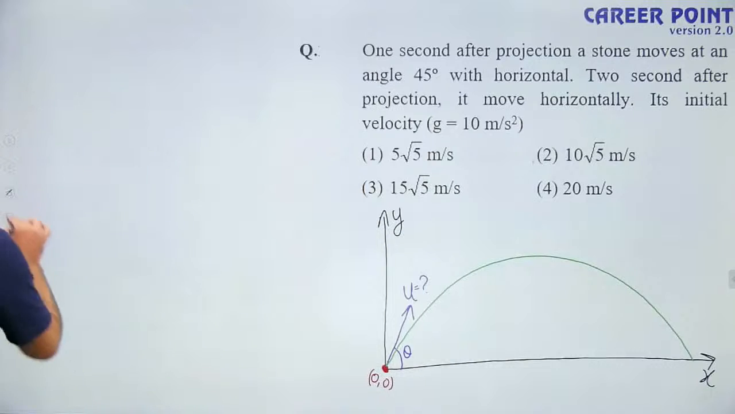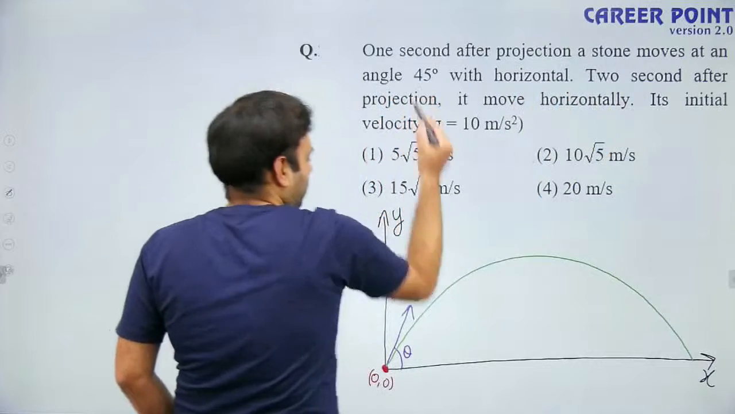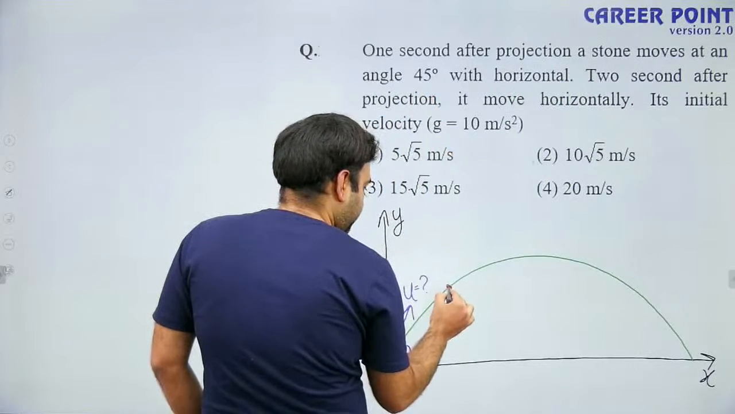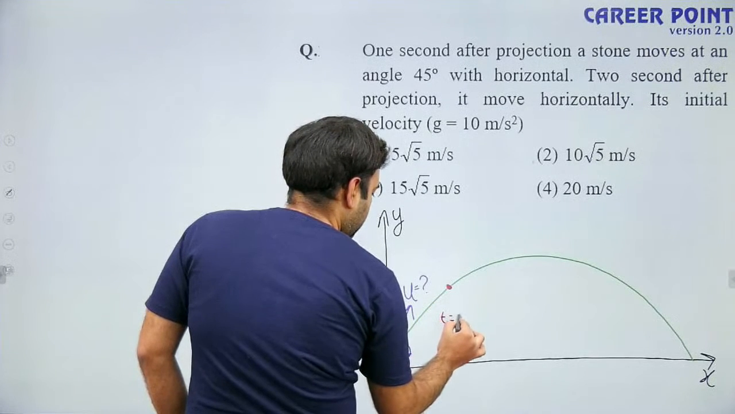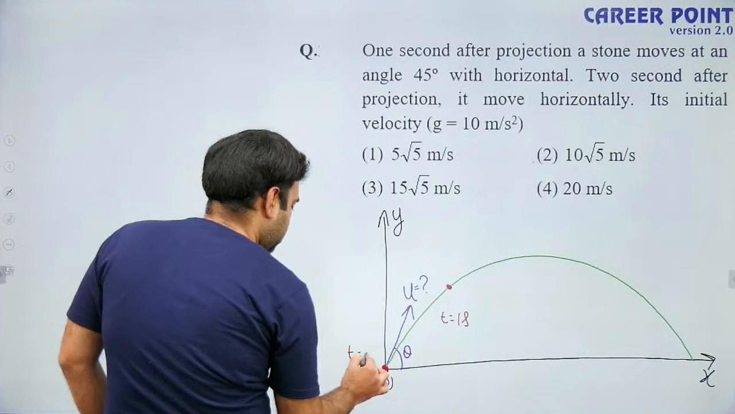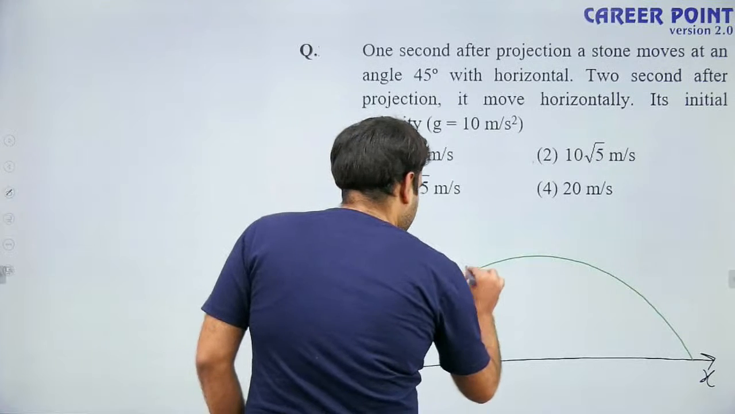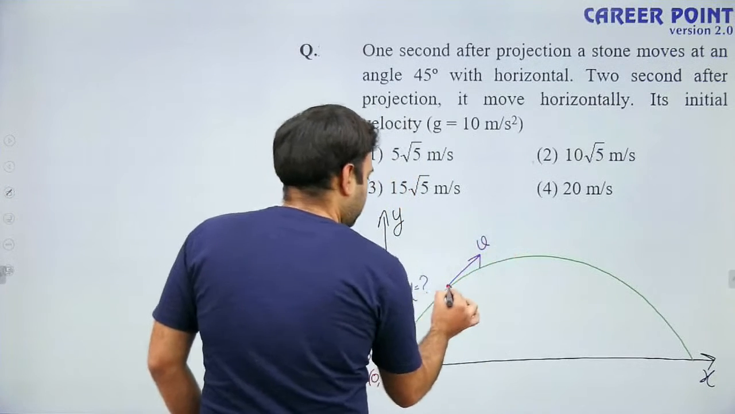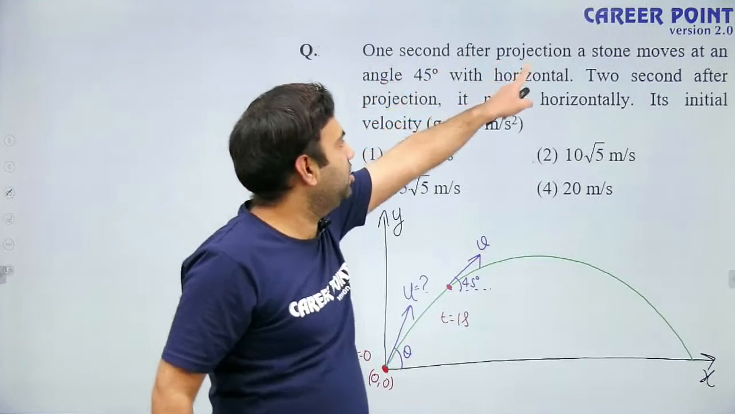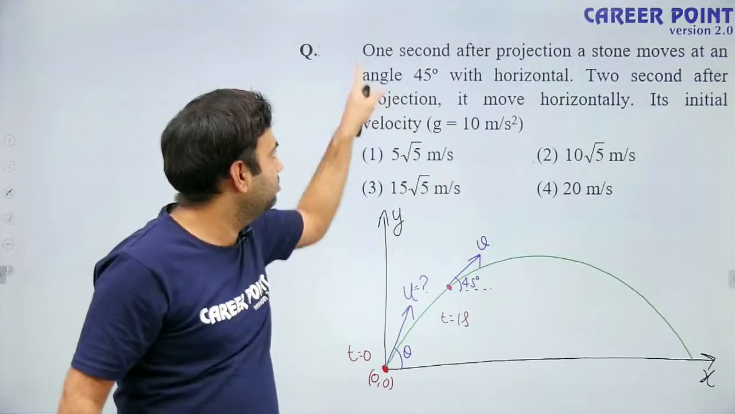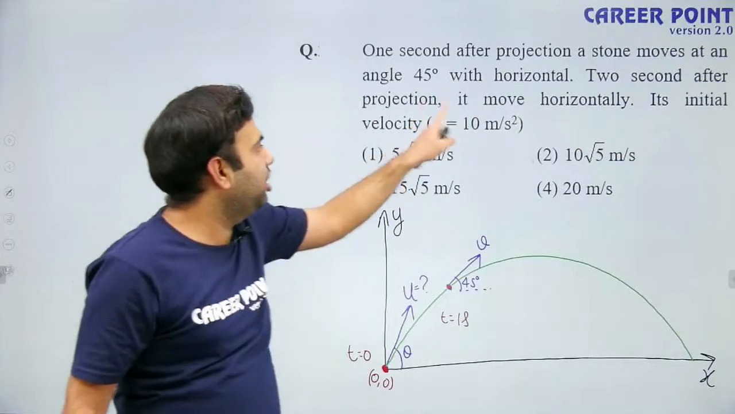Okay, the question says that 1 second after projection, a stone moves at an angle of 45 degrees. That means at this point, the point at t equals 1 second. This was t equals 0. This is t equals 1 second, and at this point the angle made by the velocity vector from the horizontal is 45 degrees. This line means this situation. Okay, next line, 2 seconds after projection, it moves horizontally.